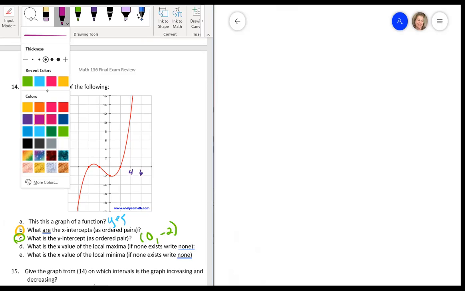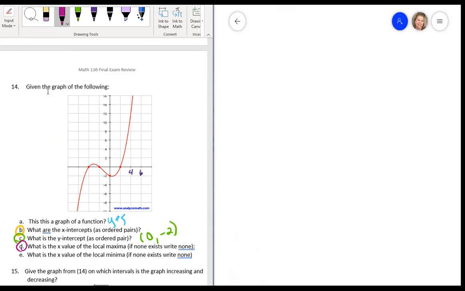Purple. Okay, so local maxima, if you're looking at this curve right here, it has a local maxima right in the middle of it, which would be right here. And so estimating that, that's halfway in between the -2 and the -4. And they want to know what is the x value of the local maxima. So the x value, I would say, is -3 on that one.